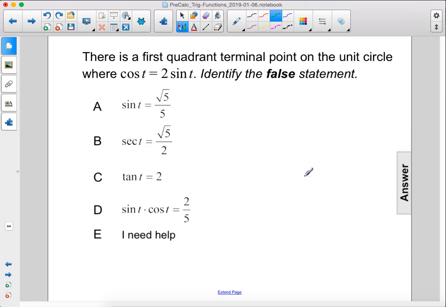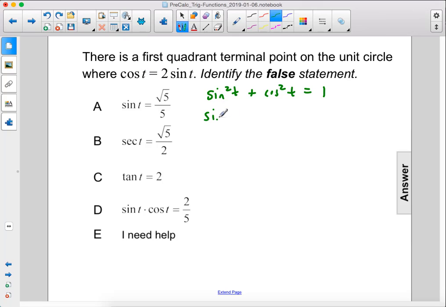There is a first quadrant terminal point on the unit circle where cosine t equals 2 sine t. Identify the false statement. First, let's figure out what cosine and sine are. So we're going to use our identity sine squared t plus cosine squared t equals 1. Let's replace cosine with 2 sine.